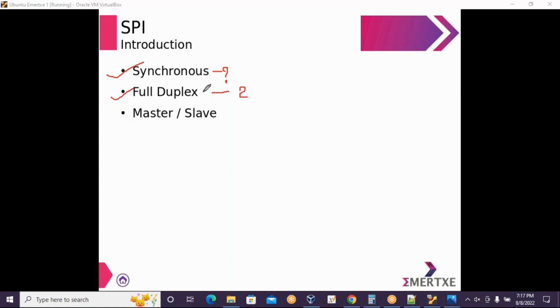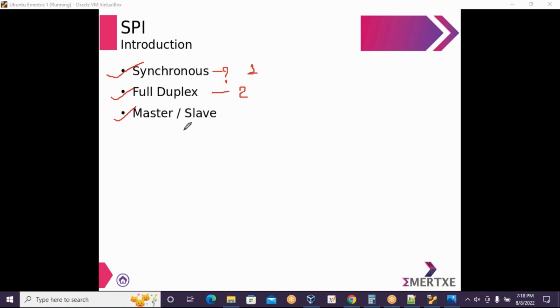So we just got to know this is synchronous, so one line is the clock line. This is full duplex, so we will have two data lines. And now the systems being communicated can be addressed as master and slave. So what happens is one line is the clock line, the other two are the data lines, and I can refer to the devices as master and slave.